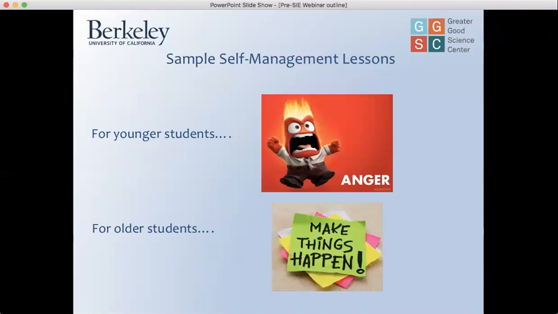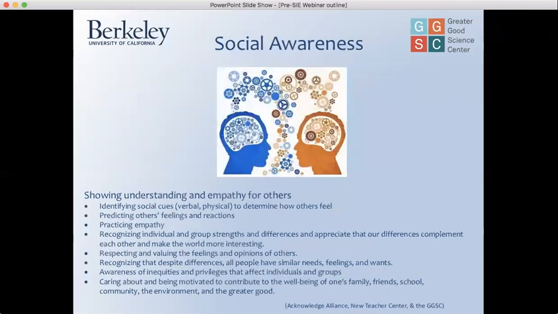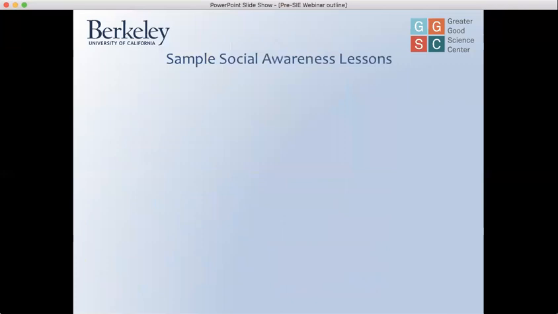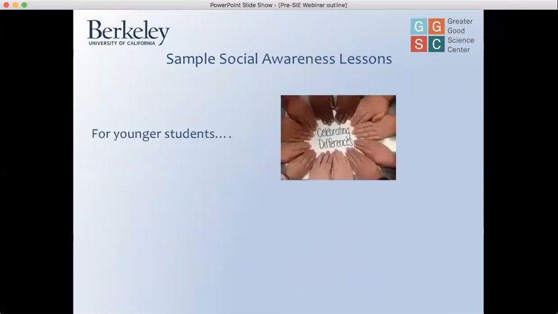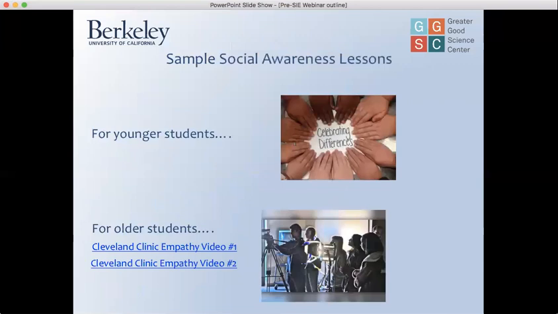And here is the definition of social awareness along with some key skills. And again, feel free to hit pause and read through that. Some sample social awareness lessons for younger students might focus on students identifying ways in which they are different from each other and then celebrating those differences. For older students, you might have them watch Cleveland Clinic's amazing videos on empathy, which I've included the links here, and then have them make a video on empathy for their school.